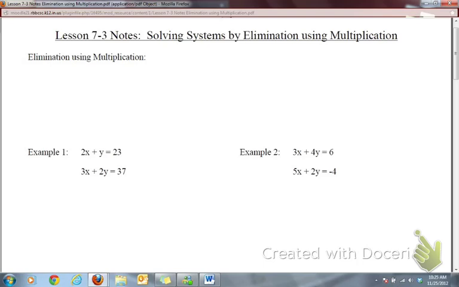And you might notice, if we look at example 1, if I said try to do this using elimination, you should say, but I can't because the coefficients are not the same. Here we have a 2x and a 3x. I can't just add or subtract those to get rid of them. And with the y's, we have a 1y and a 2y. And I cannot just add or subtract those to get rid of those. So what we have to do first is multiply either one or both of the equations so that we can eliminate one of the variables.